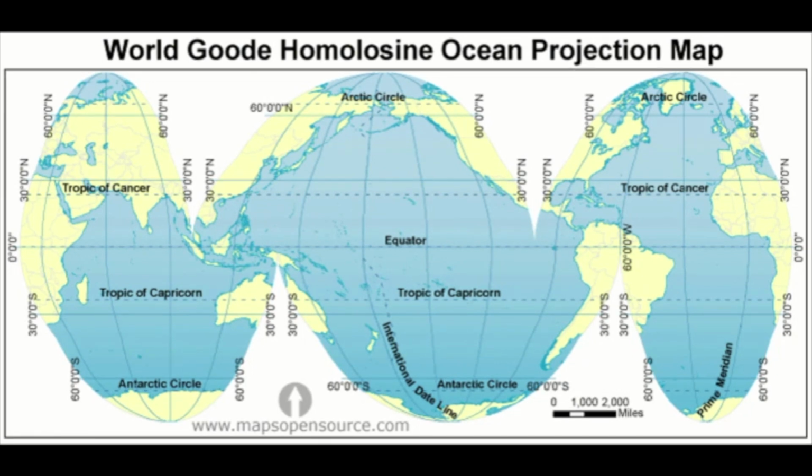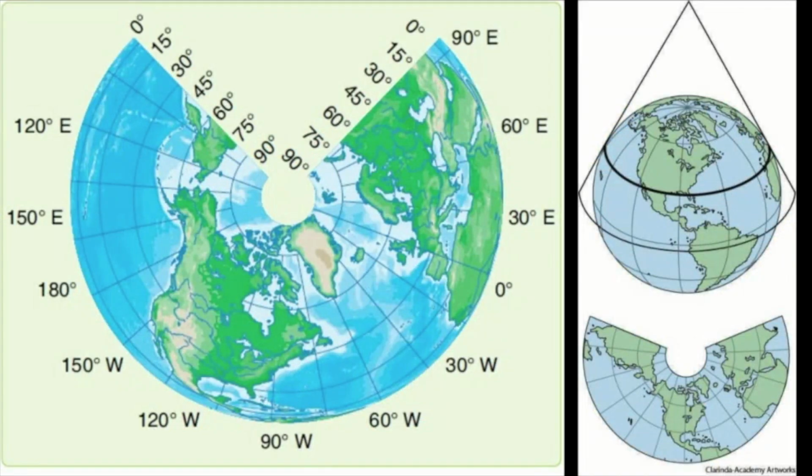Now we're going to look at some projections that imagine a screen that is not a cylinder, but a different shape. The first one we're going to look at imagines a screen that is shaped like a cone. This is referred to as a conic map projection. So we create a map like this by imagining the view from an observer that is some distance above the Earth's surface, looking down on the surface from above.